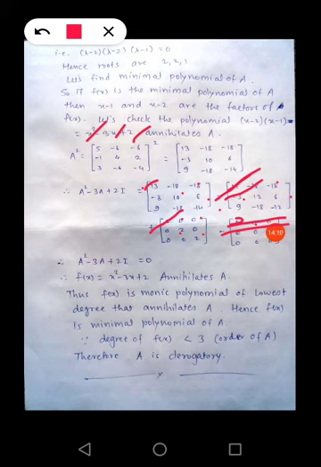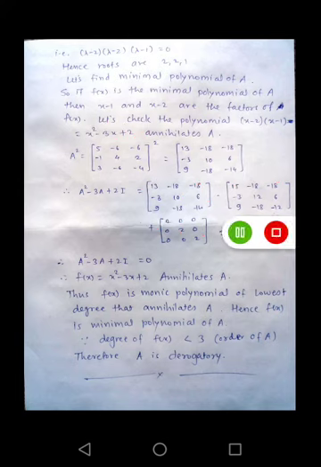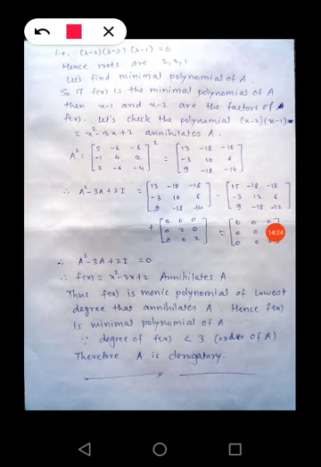Now the third row. Here it is 9 minus 9, which is 0. Now minus 18 minus minus 18, so minus 18 plus 18 is 0. Minus 14 minus minus 12, that is plus 12, minus 14 plus 12 is minus 2, and here plus 2 becomes 0. So all the entries in the RHS are 0.